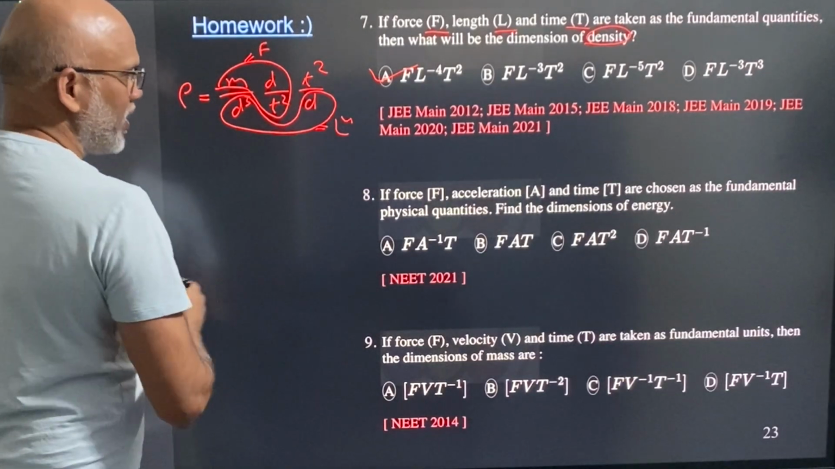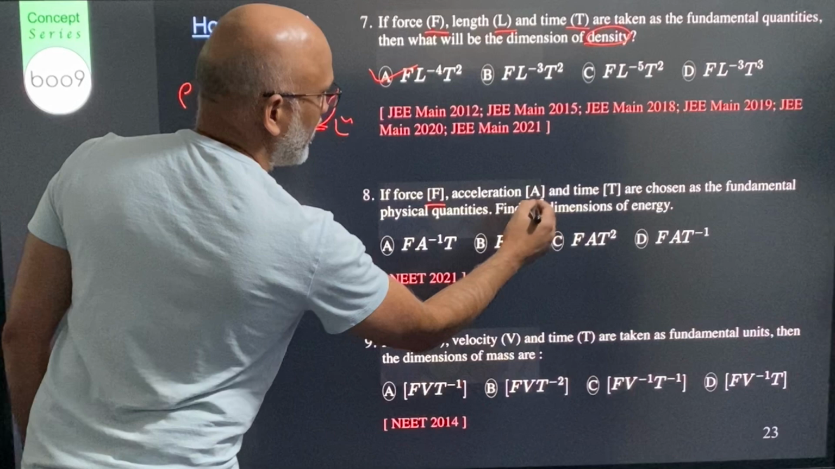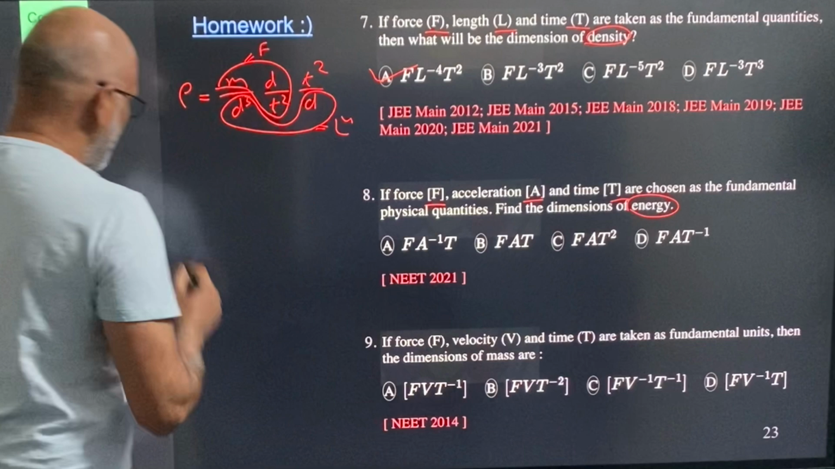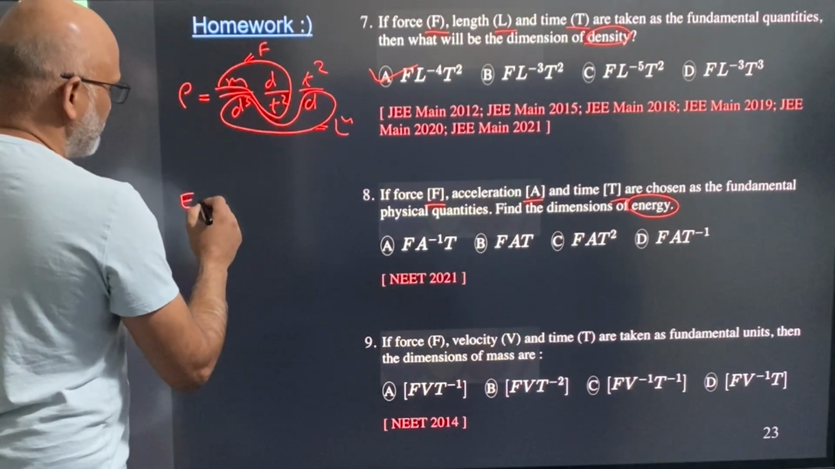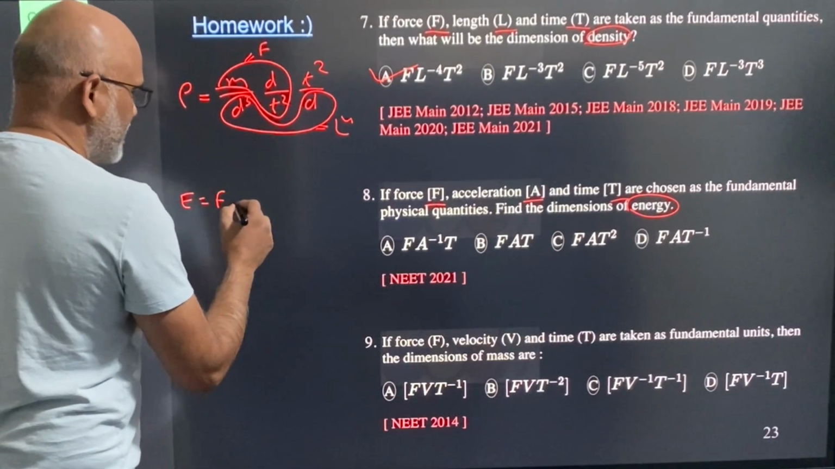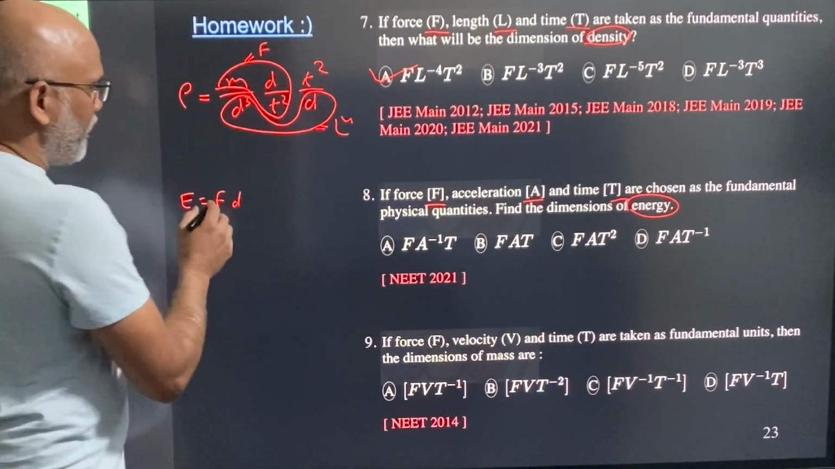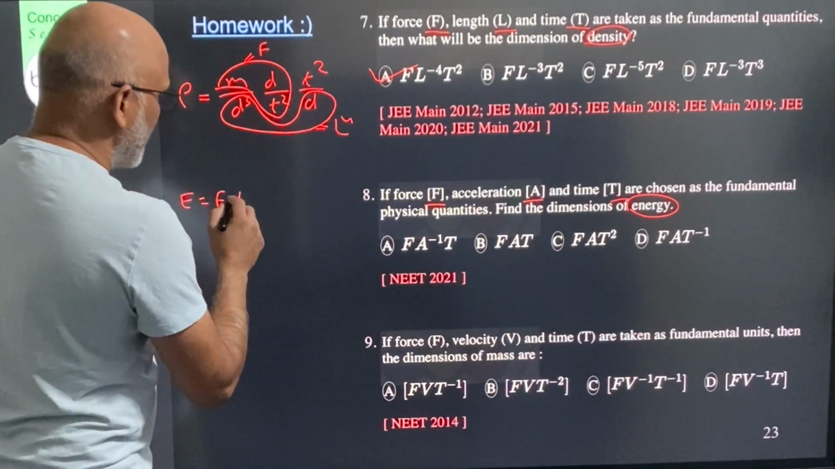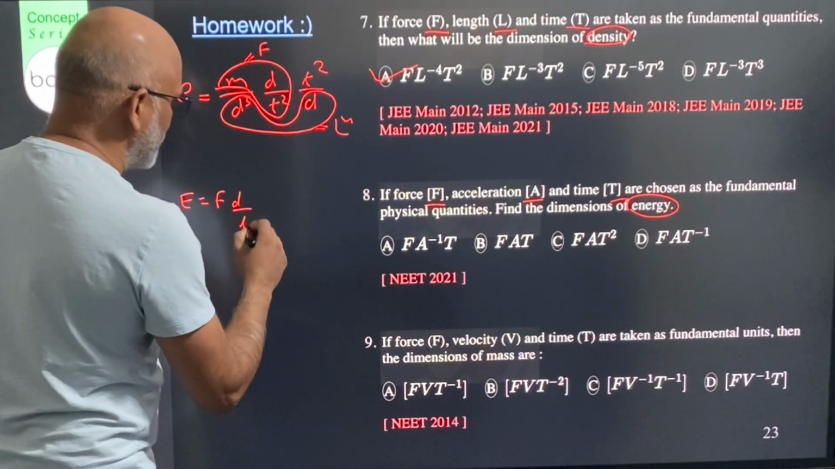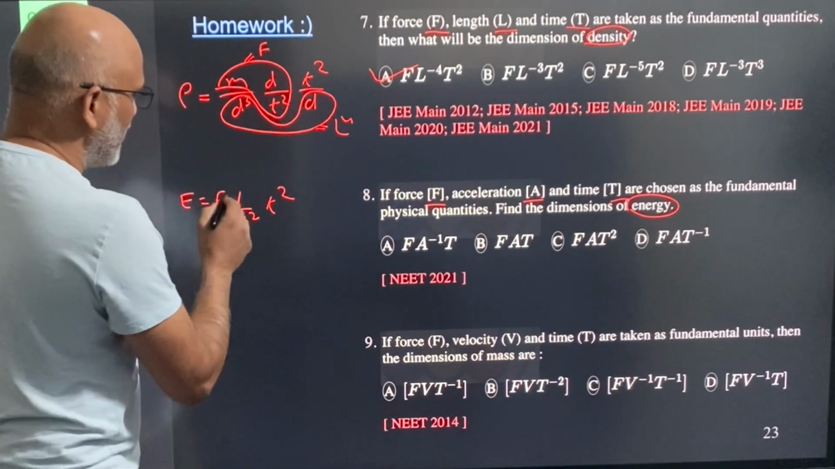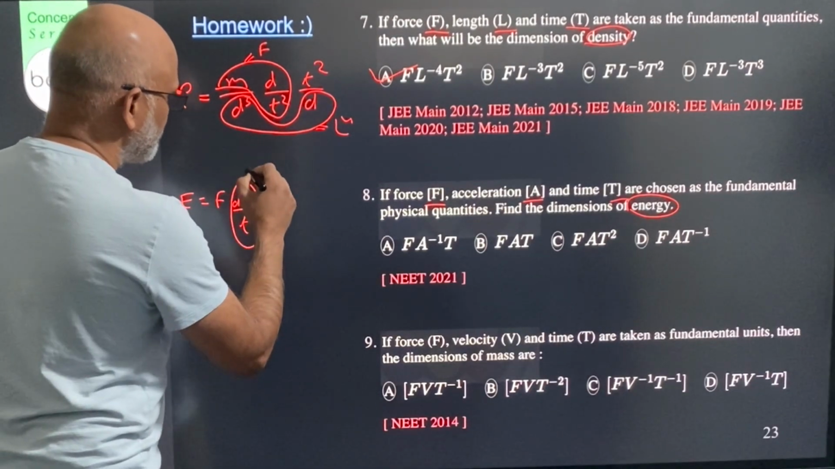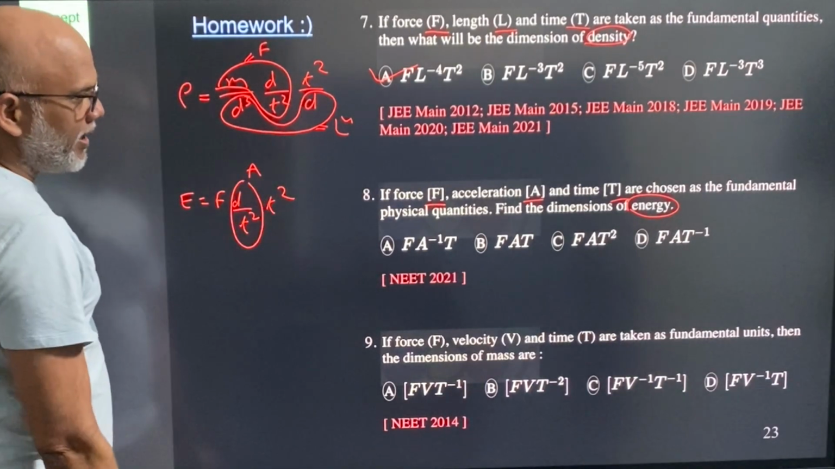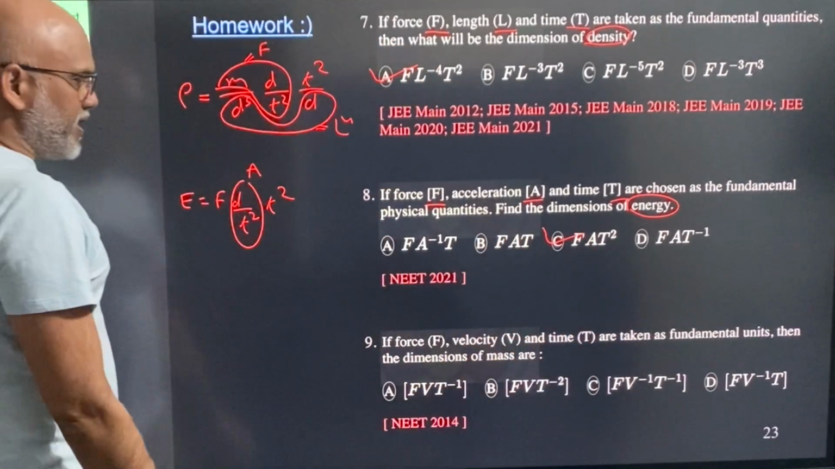All right. This one, if force, acceleration, and time are taken as the fundamental physical quantities, find the dimension of energy. So energy is force times distance, same as work. So force is already there, and I want acceleration and time. So to make acceleration, distance over time square, I multiply by time square. So this is basically a, and this is t square. So f a t square. C is the correct choice here.